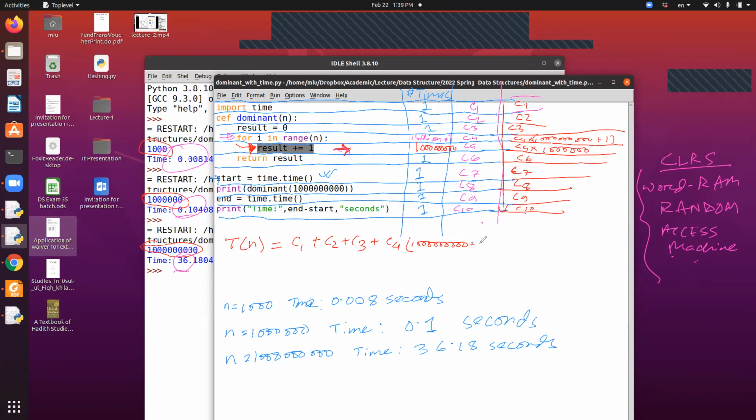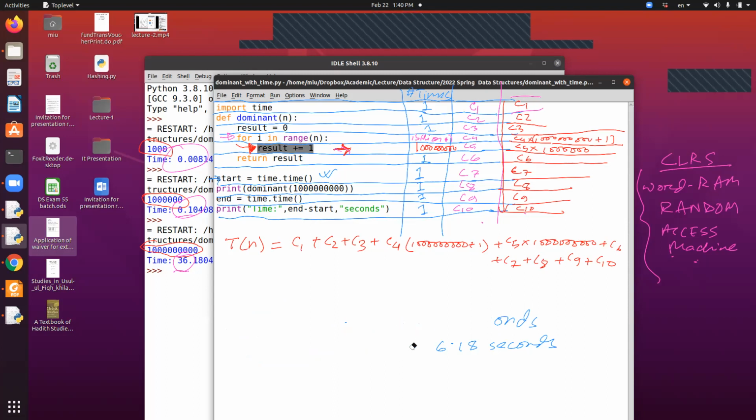Yeah, 1 billion plus 1, plus c5 into 1 billion, plus c6 plus c7 plus c8 plus c9 plus c10. I think I can erase it because all of the numbers are here. Okay, let me erase it. Okay, let me take my pen.